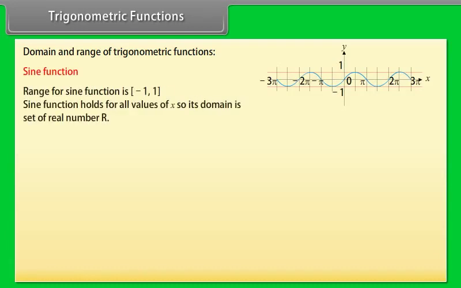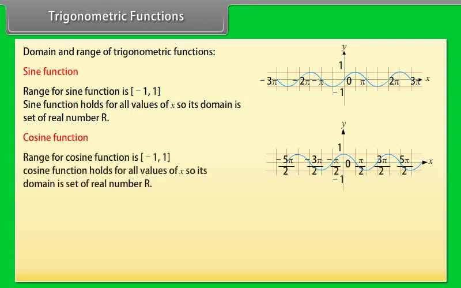Range for sine function is -1 to 1. Sine function holds for all values of x, so its domain is the set of real numbers R. Cosine function. Range for cosine function is -1 to 1. Cosine function holds for all values of x, so its domain is the set of real numbers R.